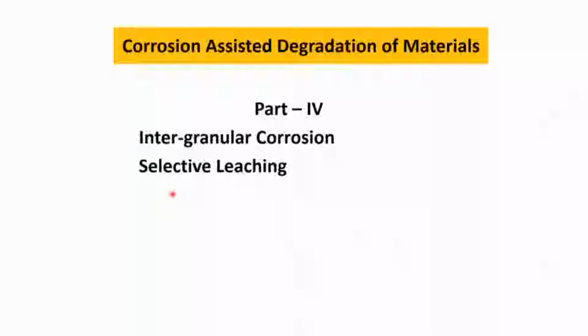In the process of discussions on different modes of corrosion, particularly wet corrosion or aqueous corrosion, today in this talk we will discuss two different modes which are very important as well as dependent on the microstructure of the metals and alloys. These are intergranular corrosion and selective leaching.